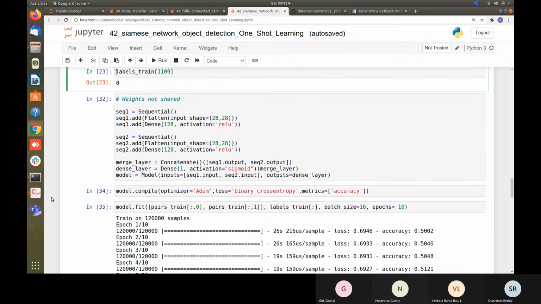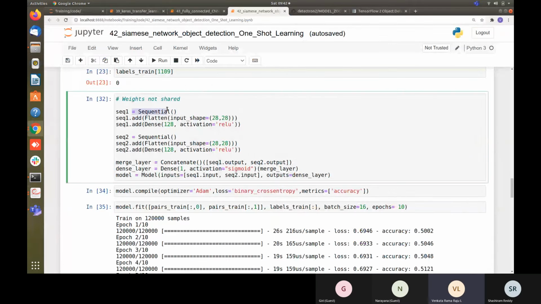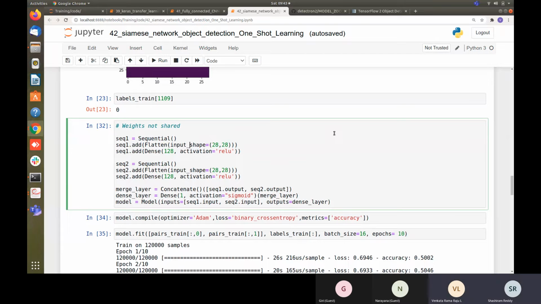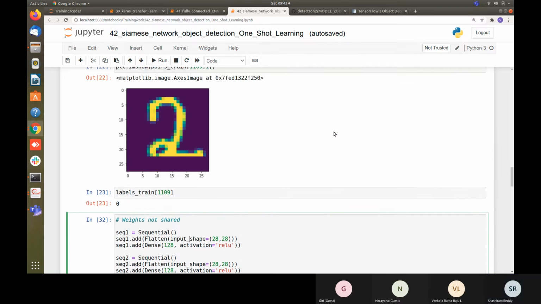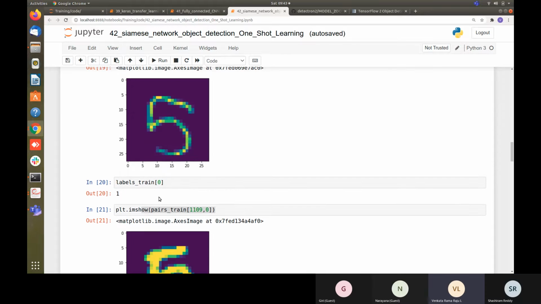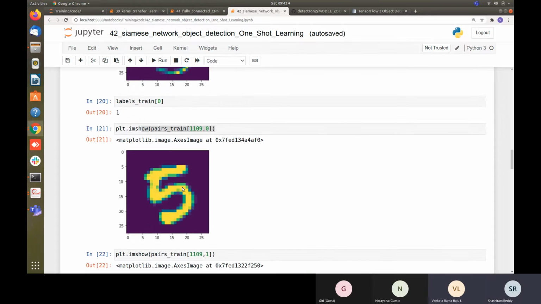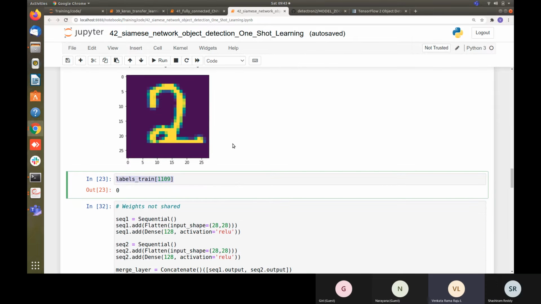What network? This network we need to build. Okay, so let me show you that network. So I have taken the sequential class, flatten, input. Sir, one second. Yeah, please. So, what exactly is the anchor image? Is it an empty image? No, the anchor image is the 5 here. The positive image is also 5, so we gave 1 as the label. Anchor image 5, negative image is 2, we gave 0. We formed this kind of data set from the original data.